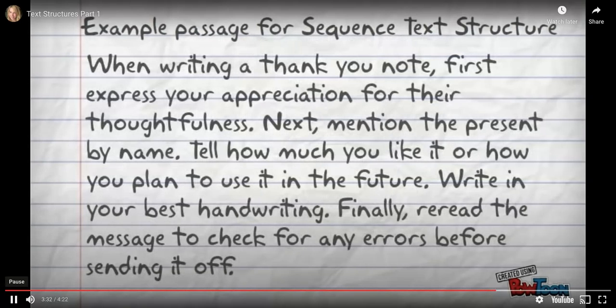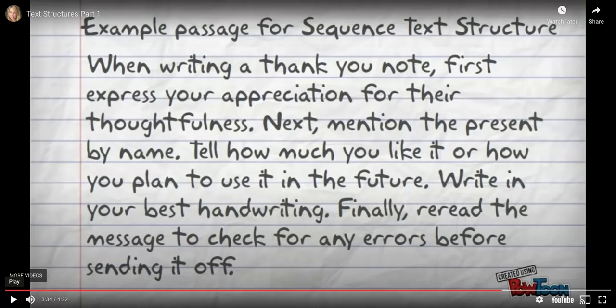Now, the next text structure we're looking at is sequence or chronological. Sequence are in order. Okay, it's in chronological order or a sequence. So let me read the example that they're providing.